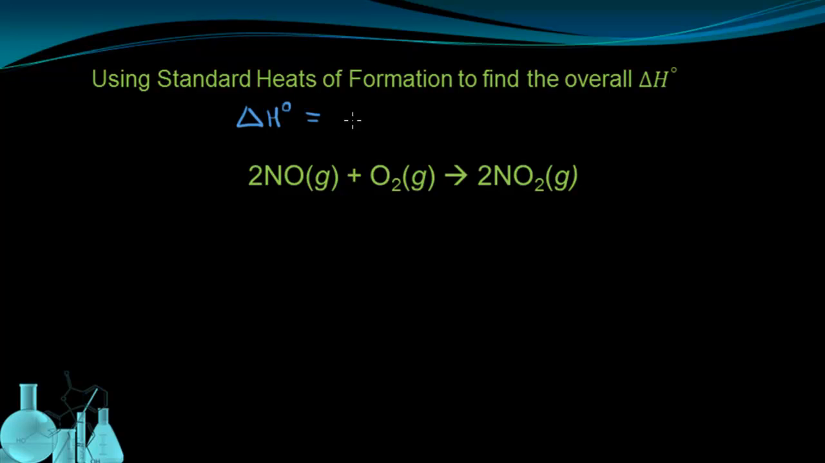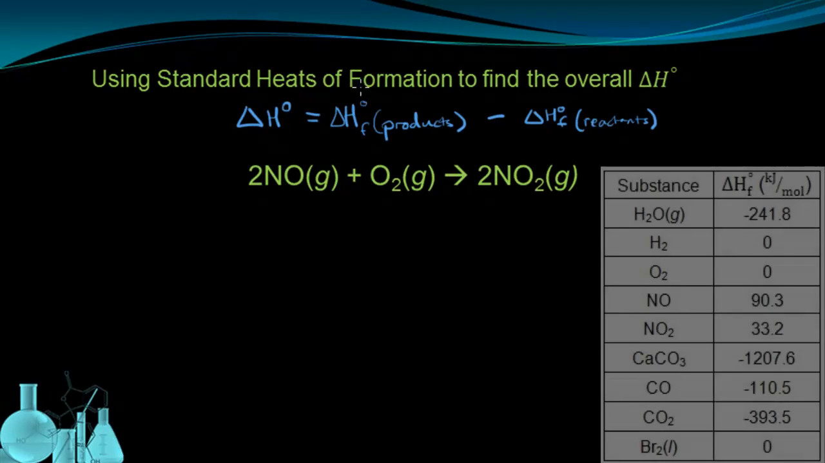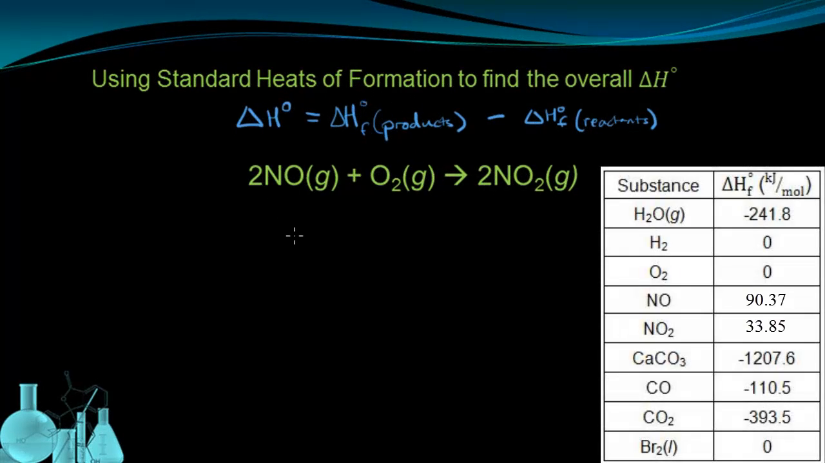The standard heat of reaction is equal to the standard heats of formation of all the products minus the standard heats of formation of all the reactants. So I'm going to need to know the standard heats of formation for all the reactants in the products. And that information can usually be found in a table of thermochemical information, such as this one. So we're going to use the values in this table to help us figure out the overall delta H, the overall heat of reaction for this reaction.